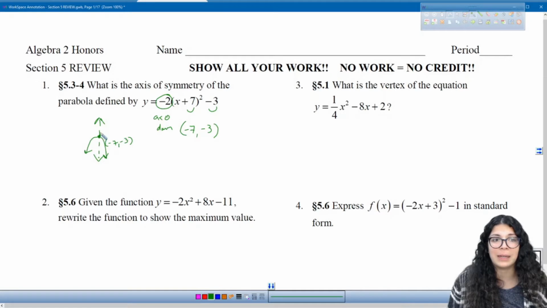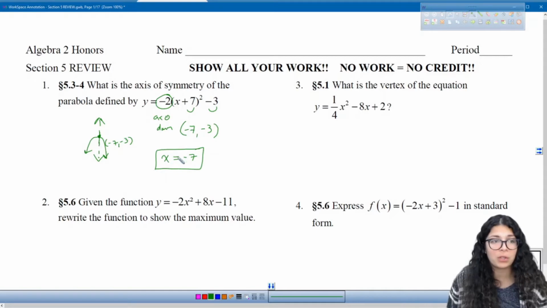So it's a vertical line down the x value of the vertex, which is -7. So it's the vertical line x equals -7. Remember, it is a line, right? So you have to write it as the equation that represents that line. Moving right along, let's look at number 2.